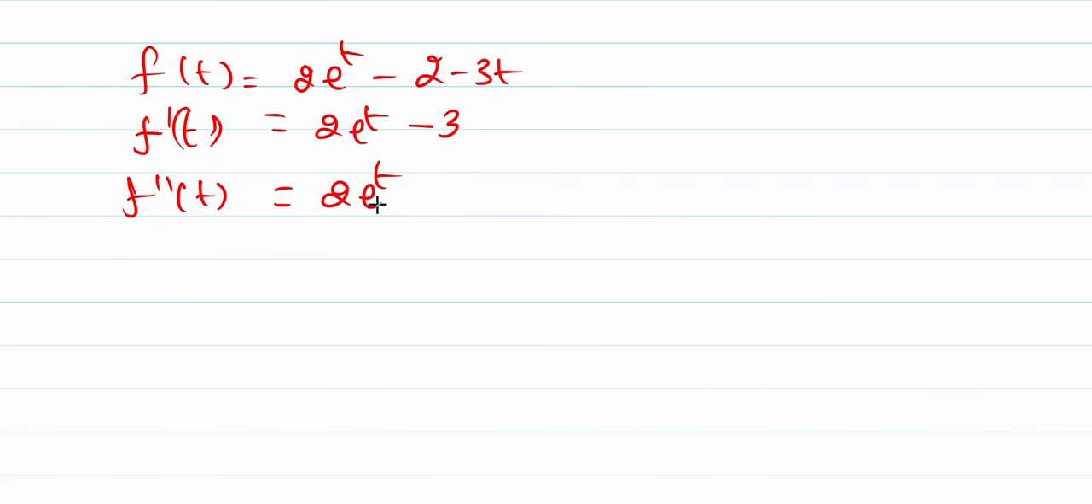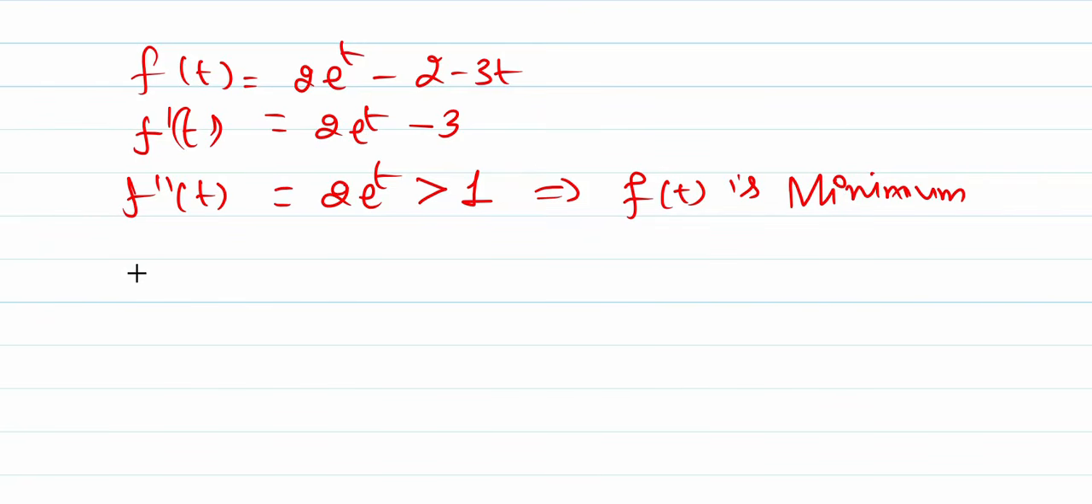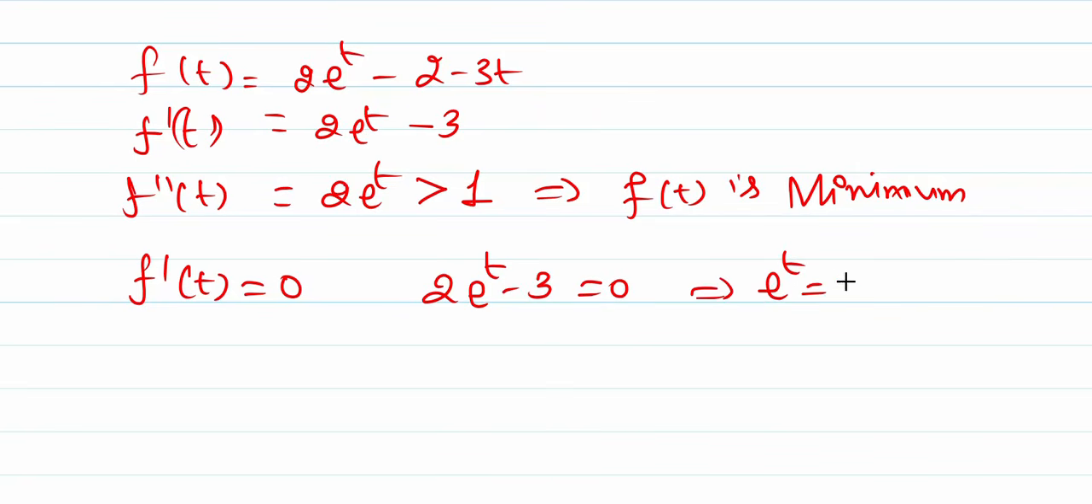E power t is obviously lying between 2 and 3, and so this value is obviously greater than 1. So this shows that the function f of t is minimum. So whenever it works in the opposite way, value is greater than 1, it becomes minimum. Okay, so where is the point where it becomes minimum? It will be given by f dash of t equal to 0. So we have 2 e power t minus 3 equal to 0. So we have e power t to be 3 divided by 2. So at this point, the function reaches the minimum value.